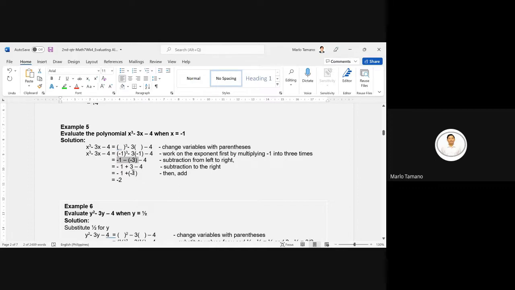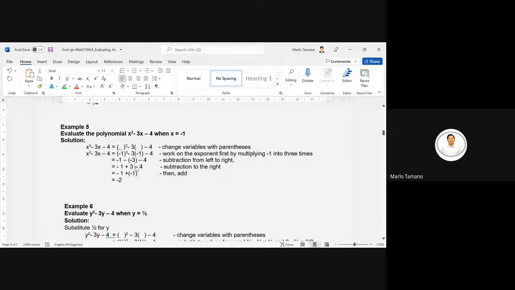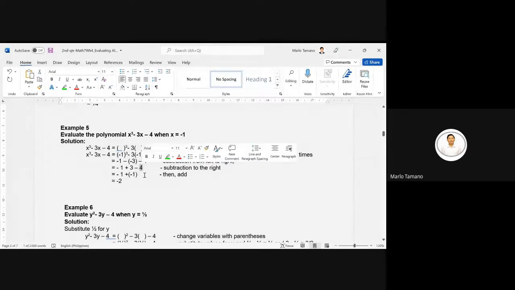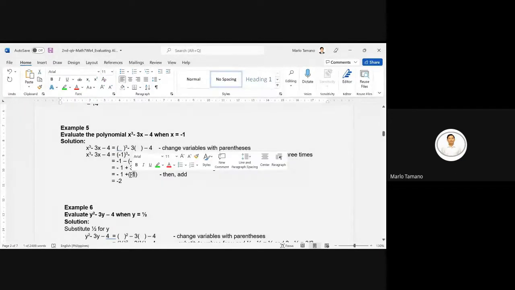Okay? So, ito naman po ngayon. After ng left, right naman po tayo. Bring down negative 1 plus 3 minus 4. Change the operation from subtraction to addition. Change the sign of the subtrahend: positive 4 gawing negative 4. So negative 4 plus 3, or 3 plus negative 4. Anong sagot? Negative 1, sir. Negative 1. So, negative 1 plus negative 1. Negative 2, sir.